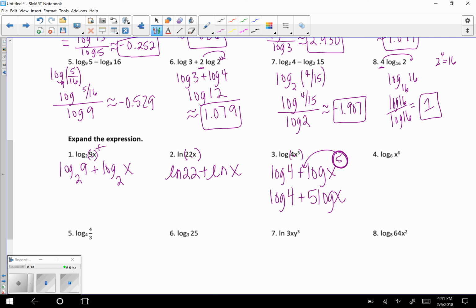Okay, number 4. I got this power back here. This guy's got to go. 6 moves to the front. I get 6 times log base 6 of x.